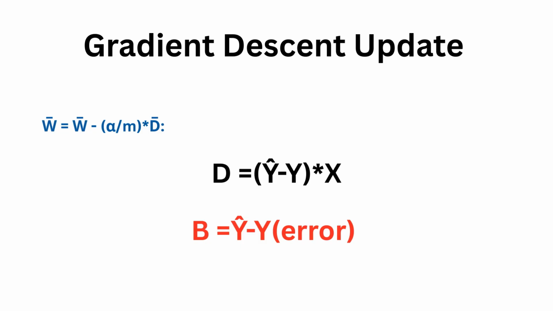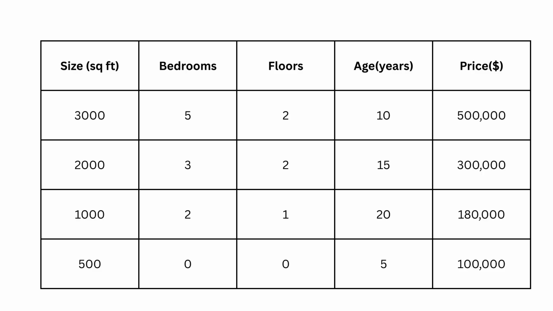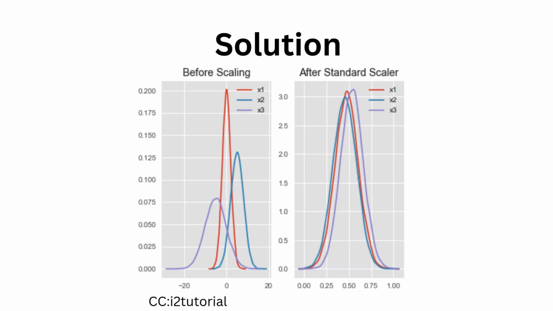Now let's move to another important concept, feature scaling. Why do we need it? Often our features have very different ranges. In our example, area ranges from 500 to 3000, but bedroom ranges only from 0 to 5. This can cause large values like area to dominate the model. So what do we do? We scale the features so they all contribute equally. This also makes the model train faster and more stably.